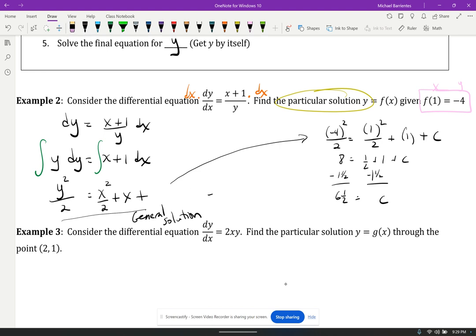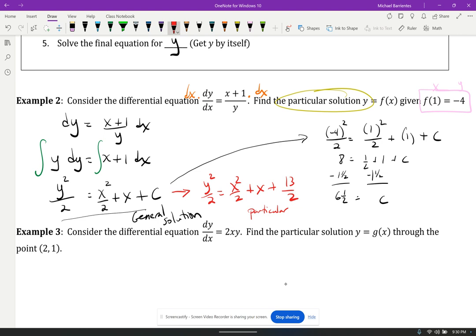Let me erase this one. Since I use this version, this is the general solution. This is the particular solution. Plus, I believe that's 13/2. This is the particular solution. However, it's not in the form that they want.